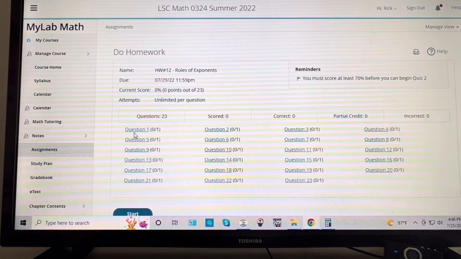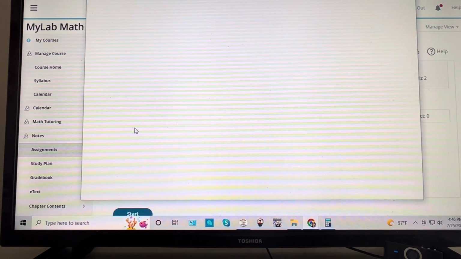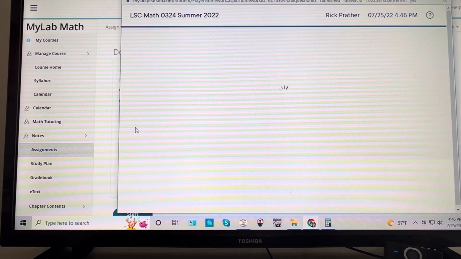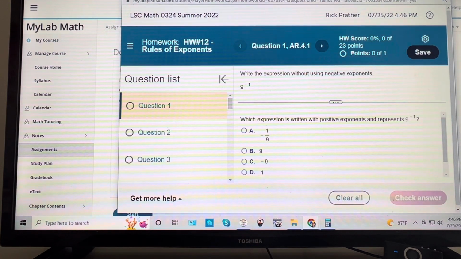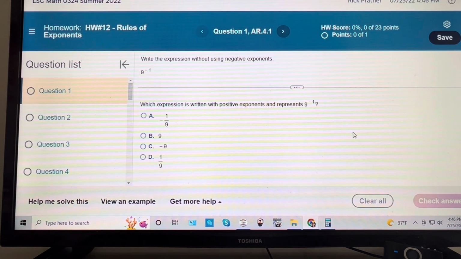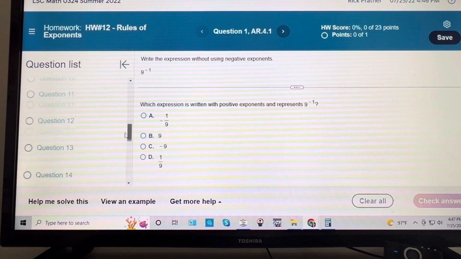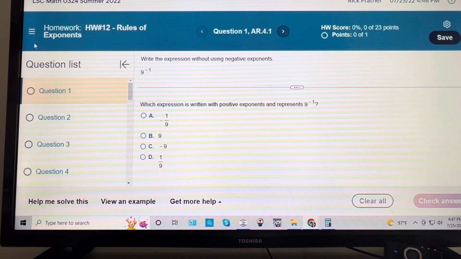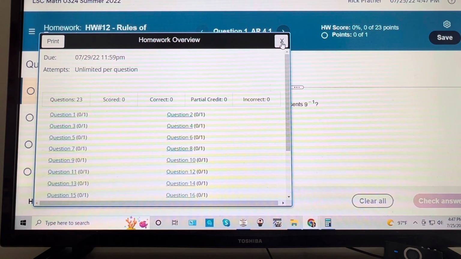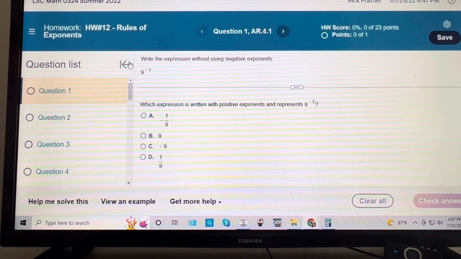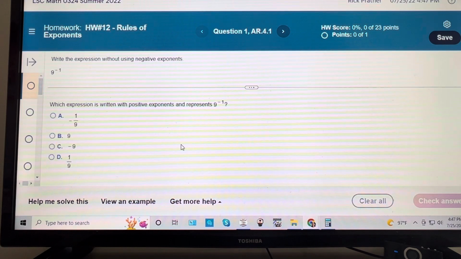Okay, so this is homework number 12, rules of exponents. There's 23 questions here. I guess during that big shutdown of my math lab when they were closed, where it was down all weekend long, this is one of the improvements they were working on. They have this over here on the side so you can jump to a question now. It used to have to click this little 3-line thing to make that visible. So I guess they think this is an improvement, but to me it kind of gets in the way, so I'm just going to move that out of the way.